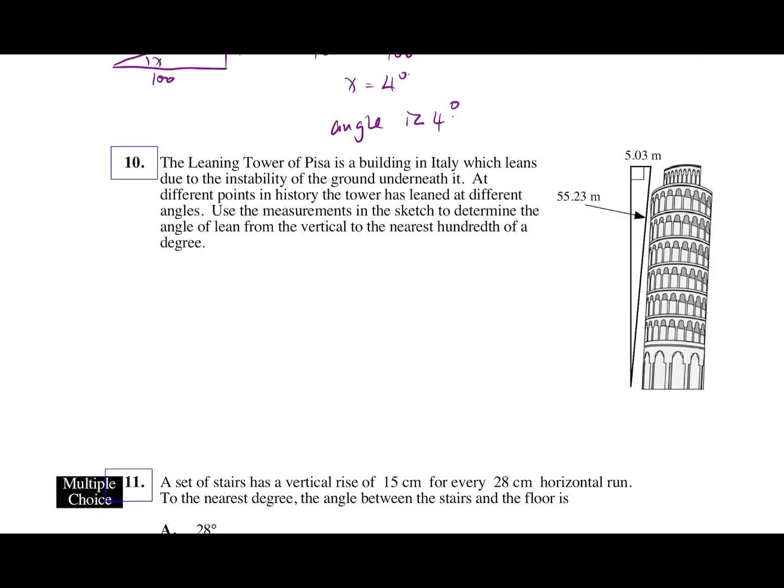And for number 10, number 10 is very clear, and everything is shown here, so you need to find the angle. This is the angle, and you need to use sine x equals 5.03 divided by 55.23. So x is 5.2253, and the angle is 5.23, because we need to round up.